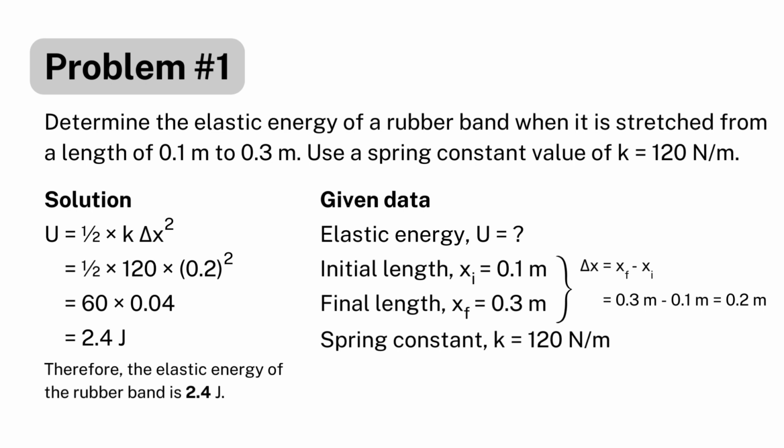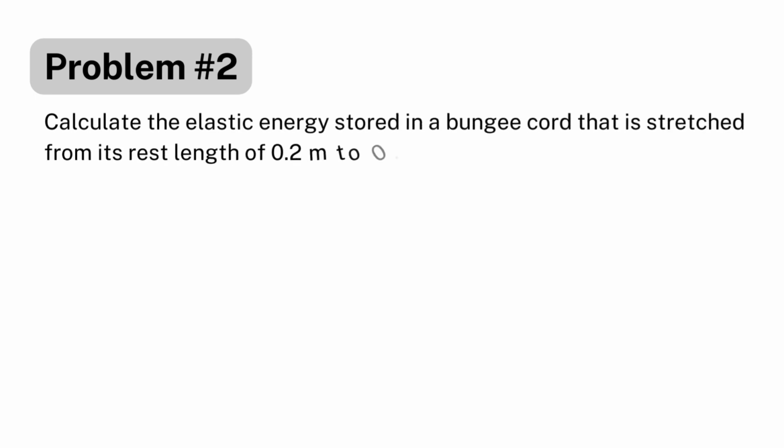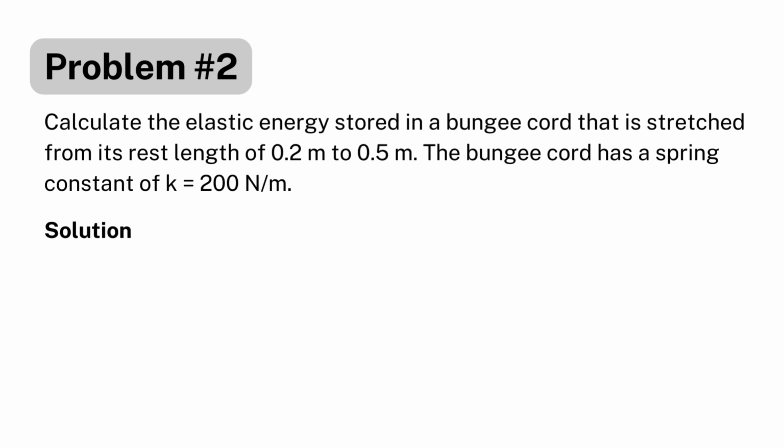Let's take one more practice problem. Calculate the elastic energy stored in a bungee cord that is stretched from its rest length of 0.2 meter to 0.5 meter. The bungee cord has a spring constant of K equals 200 newton per meter. Note the given information, input the values into the formula, and find the elastic energy as requested. Calculate the elastic energy, so U equals question mark.